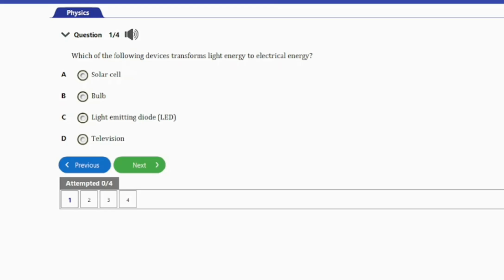It says, which of the following devices transforms light energy to electrical energy? We have A, solar cell, B, bulb, C, light emitting diode, D, television. The answer to this question is option A, and that's solar cell. So a solar cell transforms the light energy from the sun to an electrical energy that can be used. So that's it for this question. Let's go ahead and consider the next question.